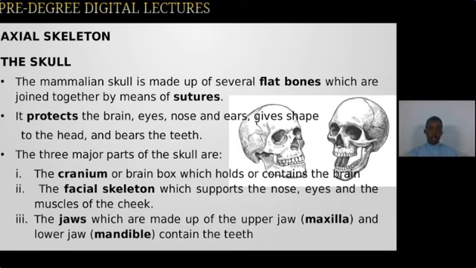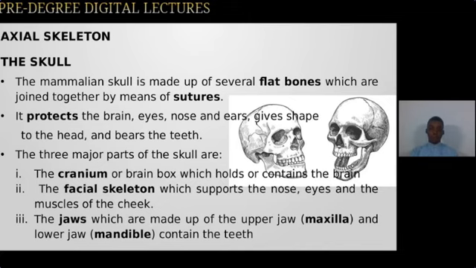Now the skull in itself can be divided into three major parts: the cranium or the brain box, as you can see there from the diagram. It holds the brain. Then we have the facial skeleton, the one that supports the nose, the eyes, and muscles of the cheek. And then in the skull we also have the jaws. We have two jaws. The upper jaw is immovable. It's also called the maxilla. And then the lower jaw is the mandible. Both jaws contain teeth fixed in the skull.